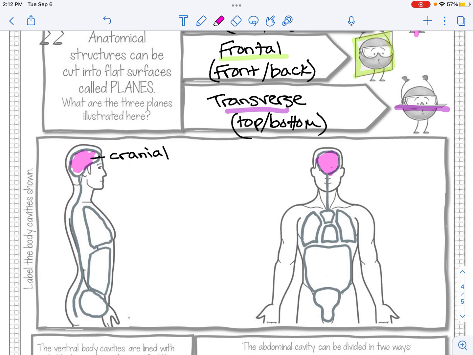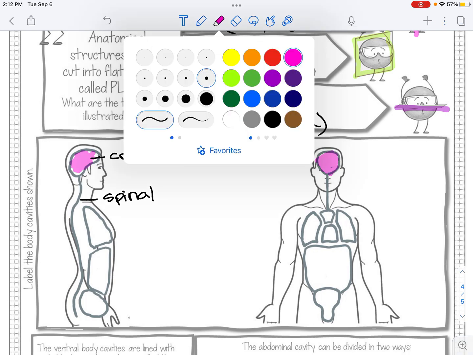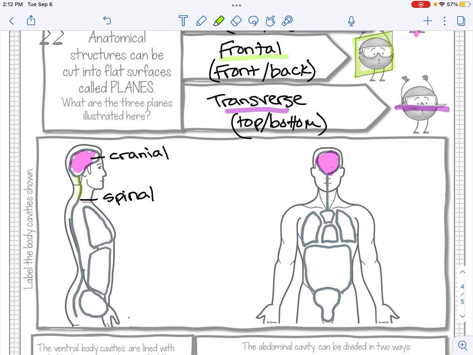Going down the back, that's where the spine would be, so that's the spinal cavity. It's in between the spinal bones. The chest area is the thoracic cavity, and then on the front picture, the picture of the guy from the front, it's divided up into specific parts inside.